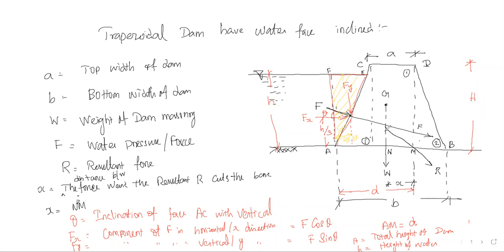If I consider it like this, there are two forces acting. One is W and another one is Fy. So the addition of these two becomes our total vertical force.